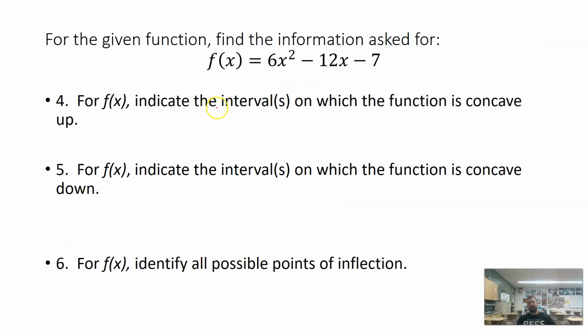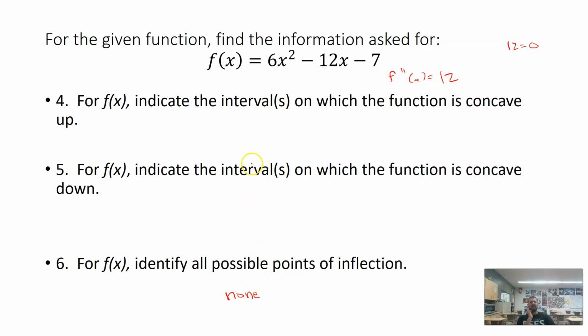On the next one, we're asking about concavity. So 4, 5, and 6 are all asking about concavity. So I need the second derivative for that. Well, in this case, the second derivative is 12, which if I take 12 and I set it equal to 0 to try and find my possible points of inflection, there are none because 12 never equals 0. So number 6 is actually the first one we can answer here. There are no points of inflection.